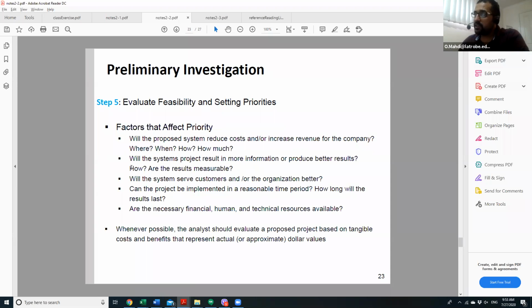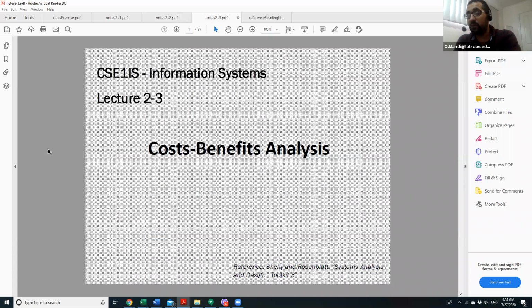Okay, guys, this is just some details about the system planning. Of course, if you go out into real life, you may not face exactly the same thing, but these are points you should be familiar with. All right. Now we will move to the most important part of system planning, which is called the cost benefit analysis.